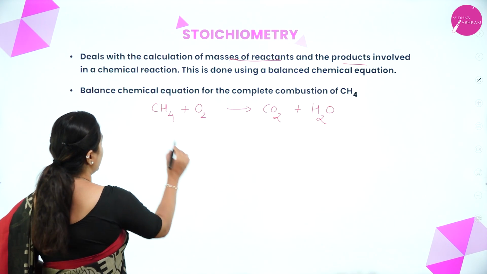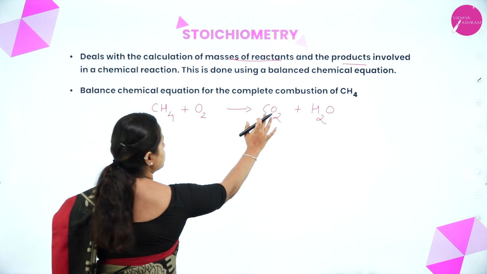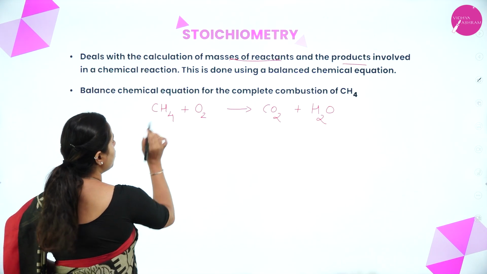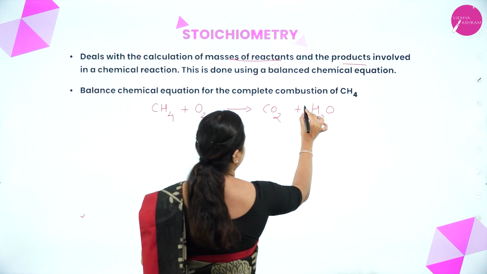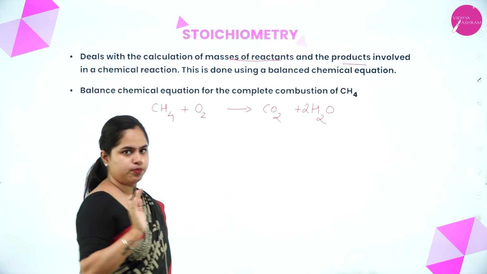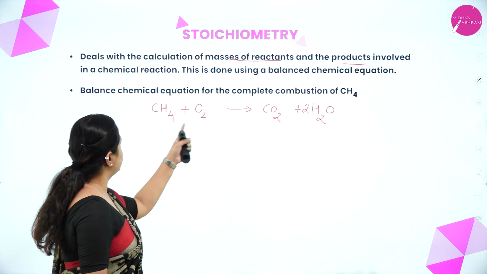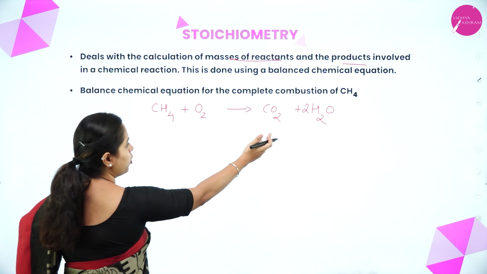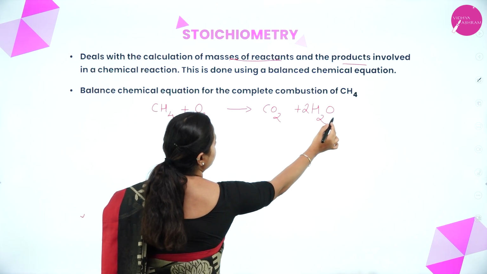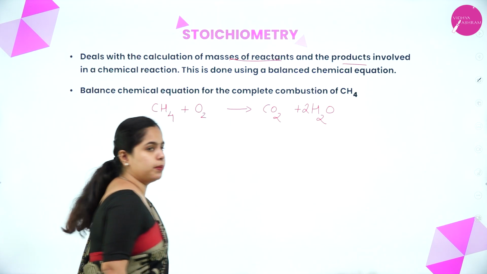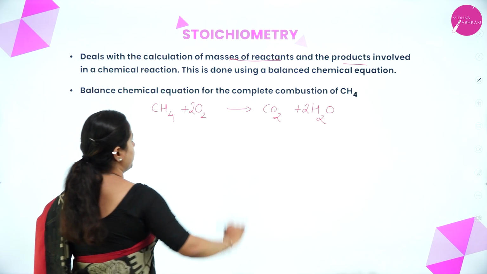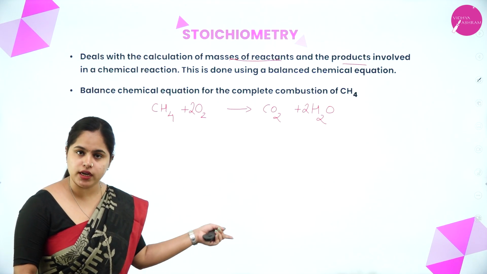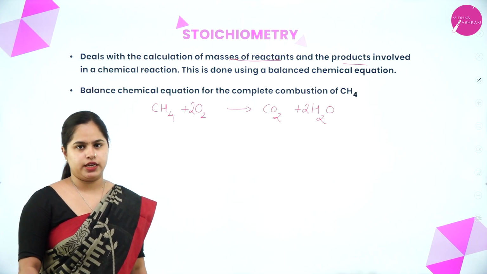Let's see here. Carbon, only one atom here. Here also carbon is one. No problem. What about hydrogen? 4 here and 2 there. So what can I do? I can add a 2 here, right? So this becomes 4. Now let's balance oxygen. Here it is 2. And what about there? It is 2 here and 2 in this part, so it will become 4. Now I have to balance it here, so I can just add a 2 here. Yes, so now I have obtained my balanced chemical equation.